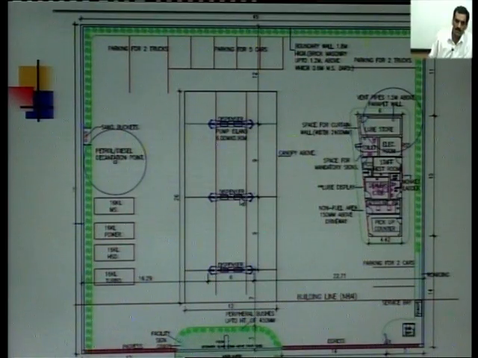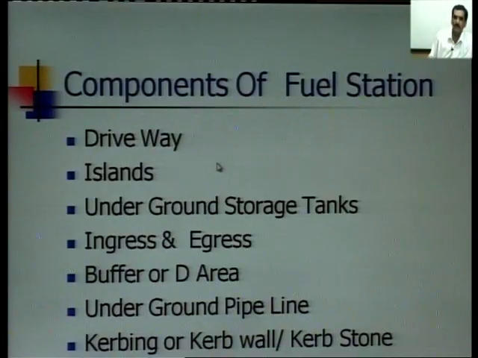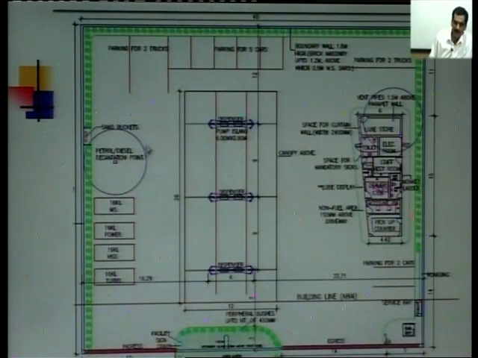So, what is driveway? First of all, let's try to discuss what exactly are the components of a fuel station. Number one is driveway. Driveway is this overall part from where we drive our vehicles in and then we drive out. This is the hard surface where we are going to have everything. So entire petrol tanks, canopy and pipelines and everything is situated under the driveway.